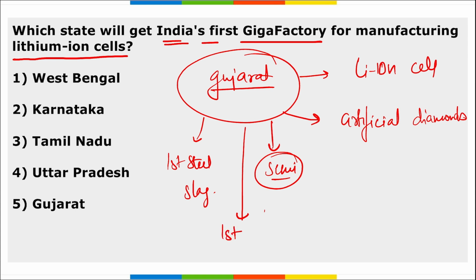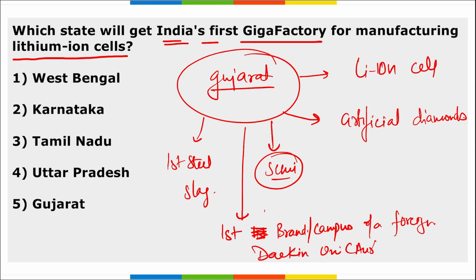Then in Gujarat recently, if you remember, the first university or first branch or first campus of a foreign university is being set up, that is of Deakin University. This Deakin University is of Australia, and remember where this will be? It will be in Gift City, that is in Gandhinagar, Gujarat. Correct? So coming back, where this will be set up? It will be in Gujarat.